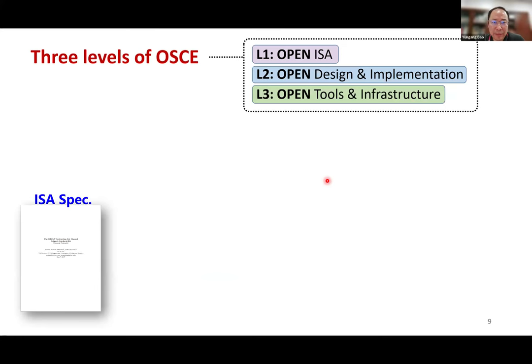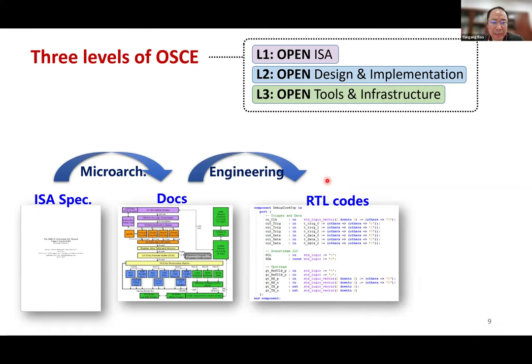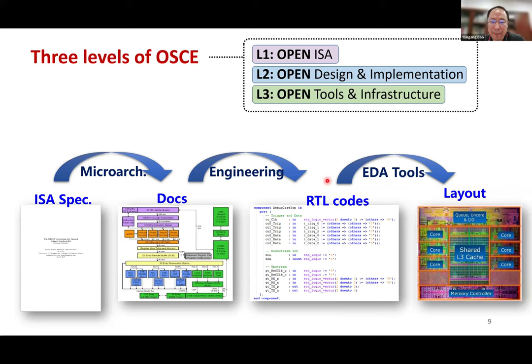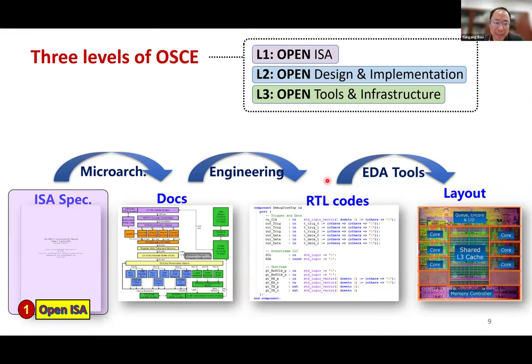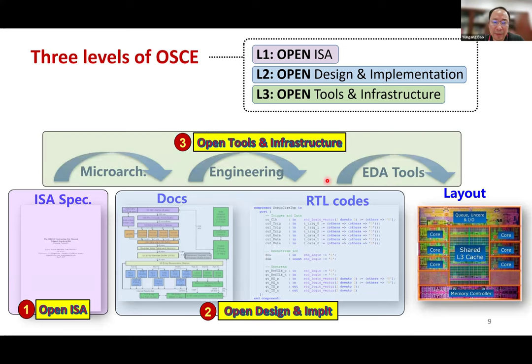Particularly, the open source chip ecosystem can be divided into 3 levels. Let's look at the design flow of a chip. Usually we have a spec that describes the instruction set architecture, and then we do microarchitecture exploration to get design documents. And then we do engineering to get the RTL code. And finally, we use EDA tools to get layouts of the chip design. So the 3 levels of the open source chip ecosystem are: first, open source ISAs, whether the ISA is open or closed; second, whether the design and implementation are open; and finally, whether the tools and infrastructure are open. So there are 3 levels of the open source chip ecosystem.